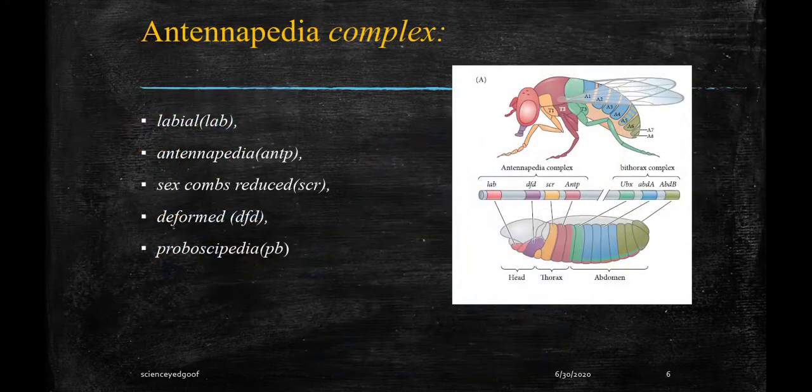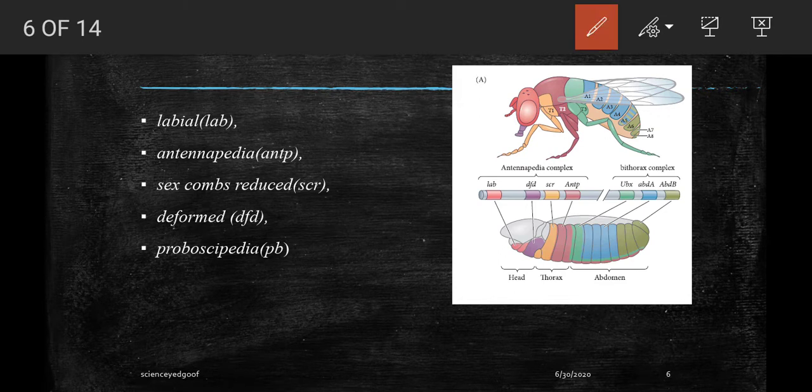So now coming to the first one, that is the Antennapedia complex. It has the following genes: labial, Antennapedia, sex combs reduced, deformed, as well as proboscipedia. The labial gene as well as the deformed gene, you can see here, specify the head segments.